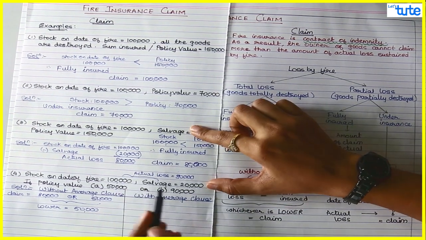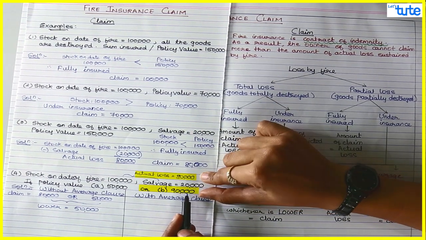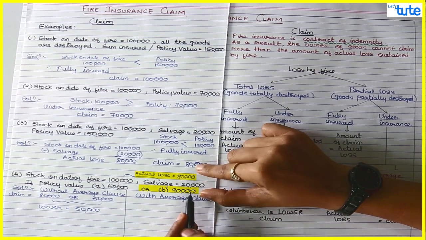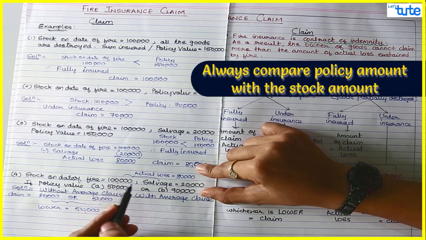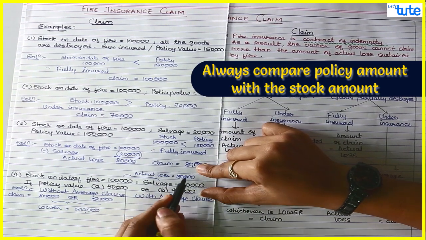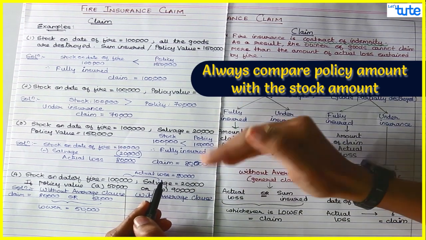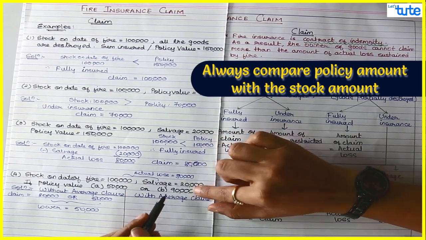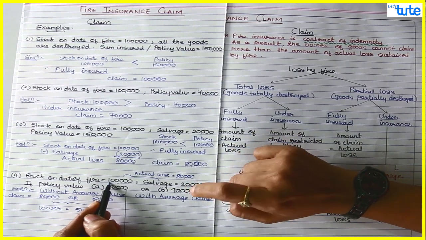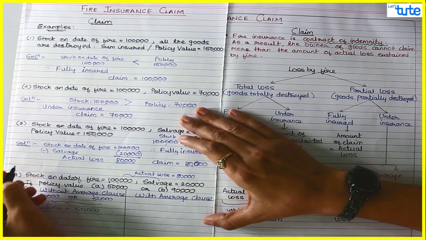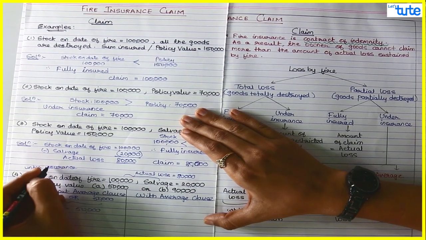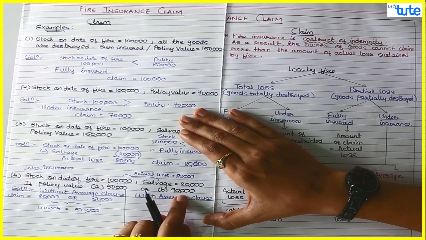Now be careful. If you compare this 90 with this 80,000, you will feel this is fully insured, but that is wrong. You always compare your policy with the stock, because we take the policy for the stock. Okay, we are not taking the policy for this loss. We get the claim from the insurance company for the loss, but policy is taken for the stock. So if we compare 1 lakh with 90,000, again this is the case of under insurance. So this is the case of partial loss and under insurance in both the policy values, even if it is 50,000 or if it is 90,000.